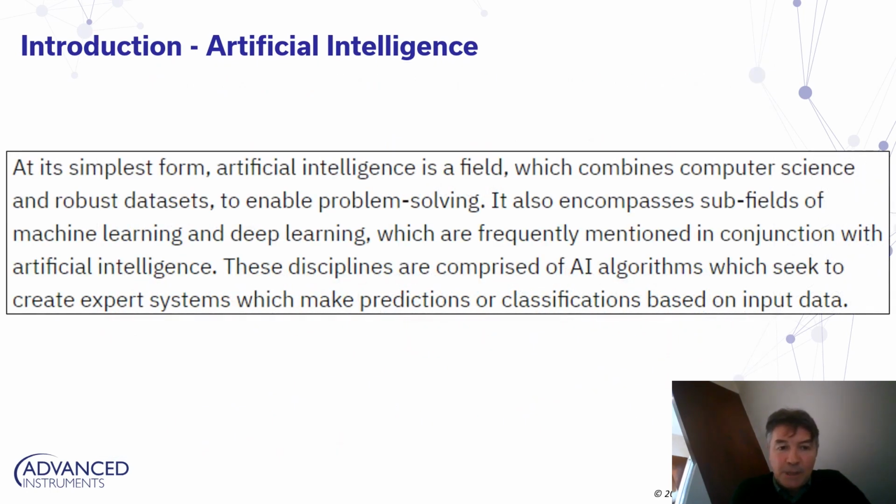A more practical definition more recently is from IBM, and it talks about a field that combines computer science and robust data sets to enable problem solving, and also creating an expert system to make predictions or classifications based on input data. This is a nice definition because, as you'll see when we hand over to Anna, the artificial intelligence neural network that's been developed that we're going to talk about today was trained using robust data sets of images and has been trained to make classifications of cell types based on the input images.